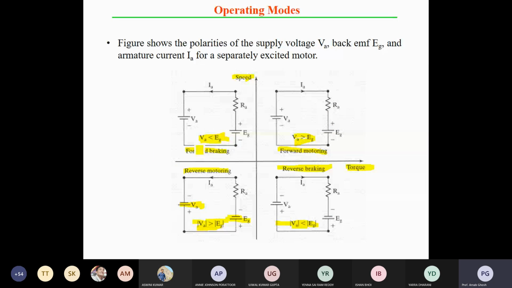And that's why it is called forward braking, and it is known as reverse braking or plugging. And it is forward motoring, but it is known as reverse motoring, as the VA and EG both are reversed, so the outcome is the same as your first quadrant operation. So again, it's a continuation of the four quadrant operation.